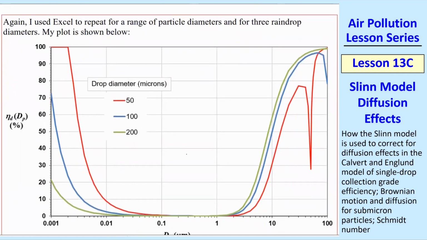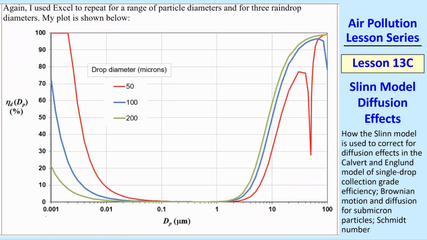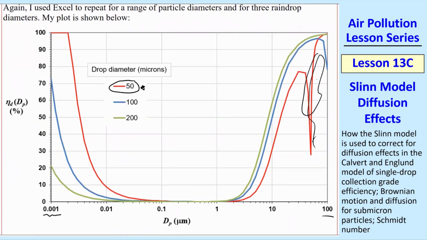So lastly, I used Excel to repeat this for a range of particles. I went all the way from 0.001 microns to 100 microns, and 50 is the diameter that we are doing as our test case. I really should have stopped this around 25 or so. So all this is bogus because these particles are bigger than the raindrop. I also did it for 100 and 200 micron raindrops.